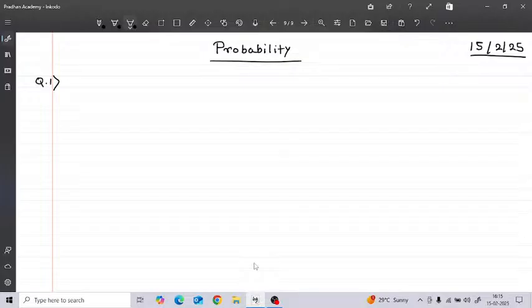Hello everyone. Today we will discuss questions on probability. So without wasting any time, we are jumping into the questions.